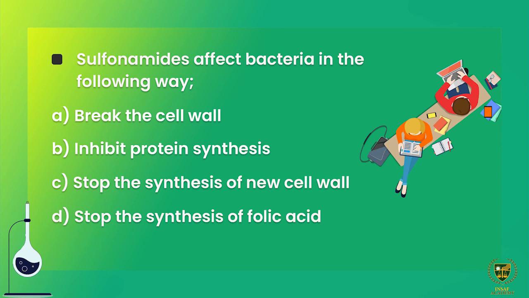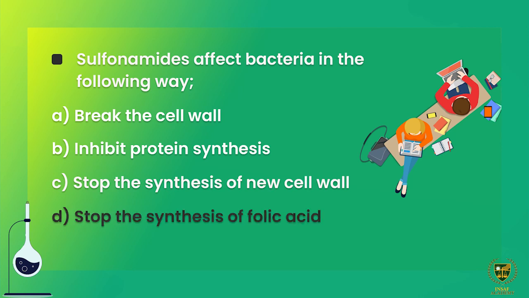Option beta is inhibit the protein synthesis. No, dear students, that is also not the correct option for this question. Option Charlie is stop the synthesis of new cell wall. No, dear students, that is also not the correct option. So the only option remaining is delta. It says stop the synthesis of folic acid. Yes, dear students, that is the correct option for our question, that the sulfonamides stop the synthesis of folic acid.